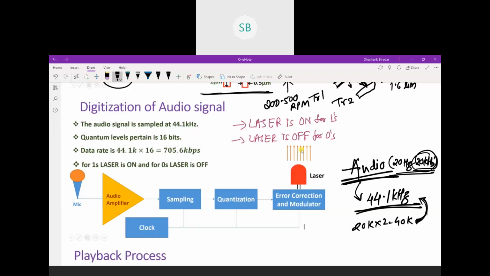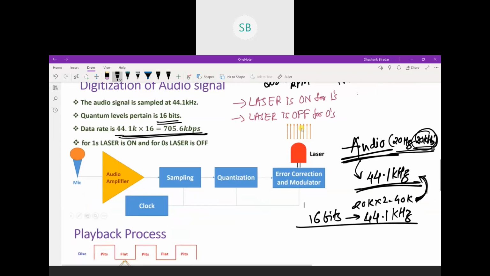Here the quantum levels are 16-bit. Remember, this is very important: we have quantum levels of 16 bits, and your audio is sampled at 44.1 kilohertz. So the data rate is the multiplication of these, that is 705.6 kbps, right? Also, last time we saw that for ones the laser is on and for zeros the laser is off.